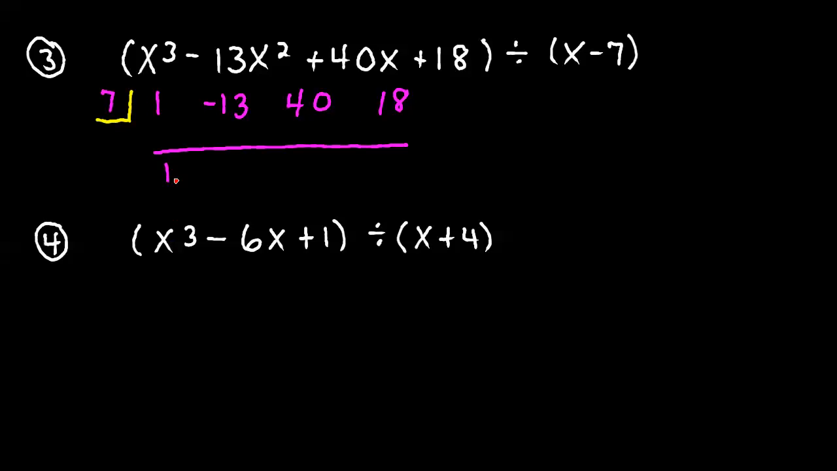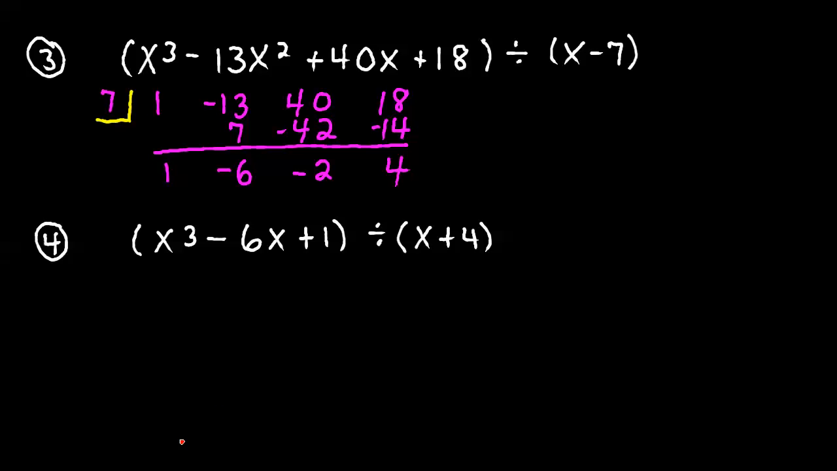I'm going to multiply 1 times 7 and place that number here, or that product. I'm going to add together -13 and 7. That's going to give me a -6. I'm going to multiply 7 and -6 and get -42. I'm going to add together, get -2. I'm going to multiply 7 times -2. It's going to be -14. And add these two numbers together, I'm going to get a 4.